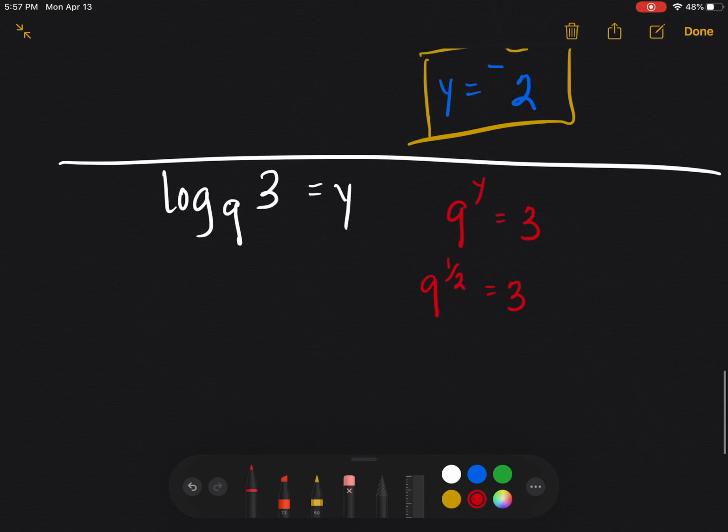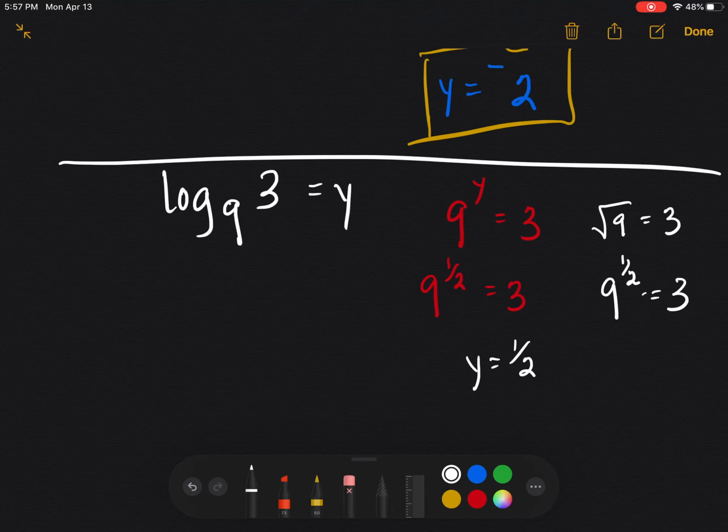That's the whole square root thing, right? Just think through it. What's the relationship between those numbers? Well, the square root of 9 equals 3. What's another way to write the square root of 9? You may recall from last chapter, or maybe it's this chapter, that 1/2 is another way to write the square root. So 9 to the 1/2 equals 3. Therefore, y equals 1/2.